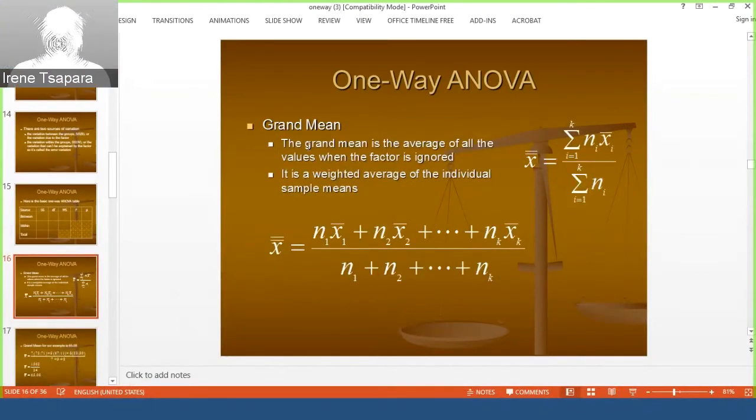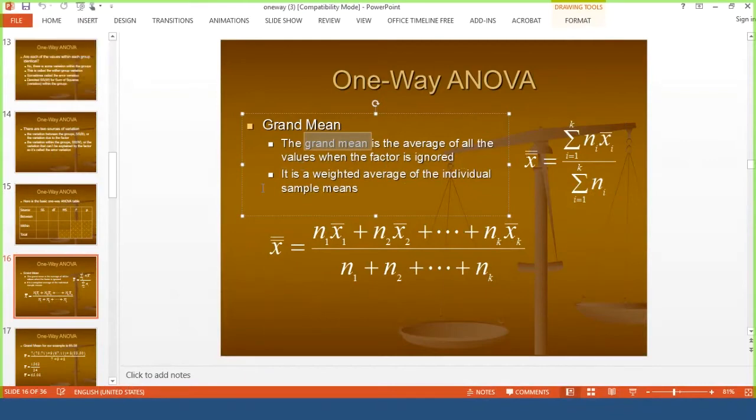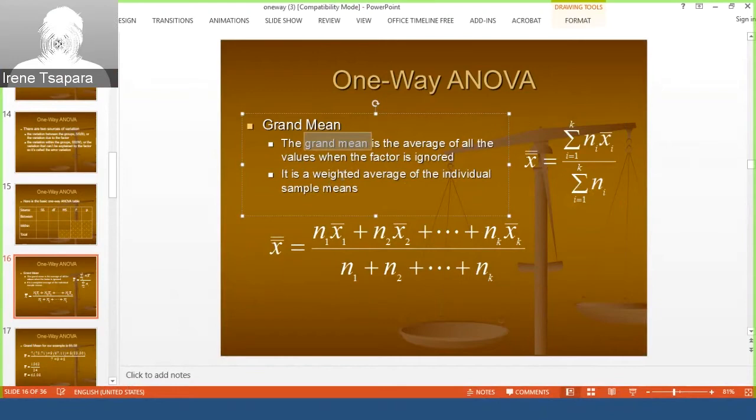The first thing that we want to see is the grand mean. The grand mean is the average of all the values when the factor is ignored. And it is nothing else than a weighted average of the individual sample means. So we take the means, the averages for each one of the samples, and we create a weighted average based on the sample size for each one of the samples. How do we do that?